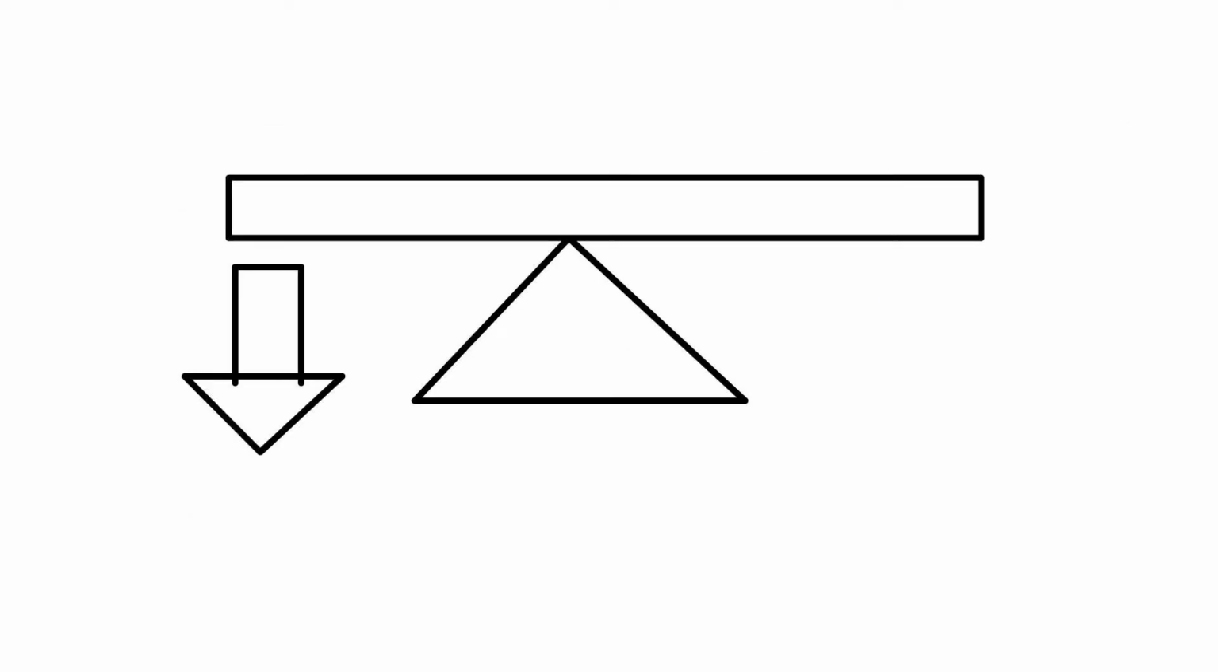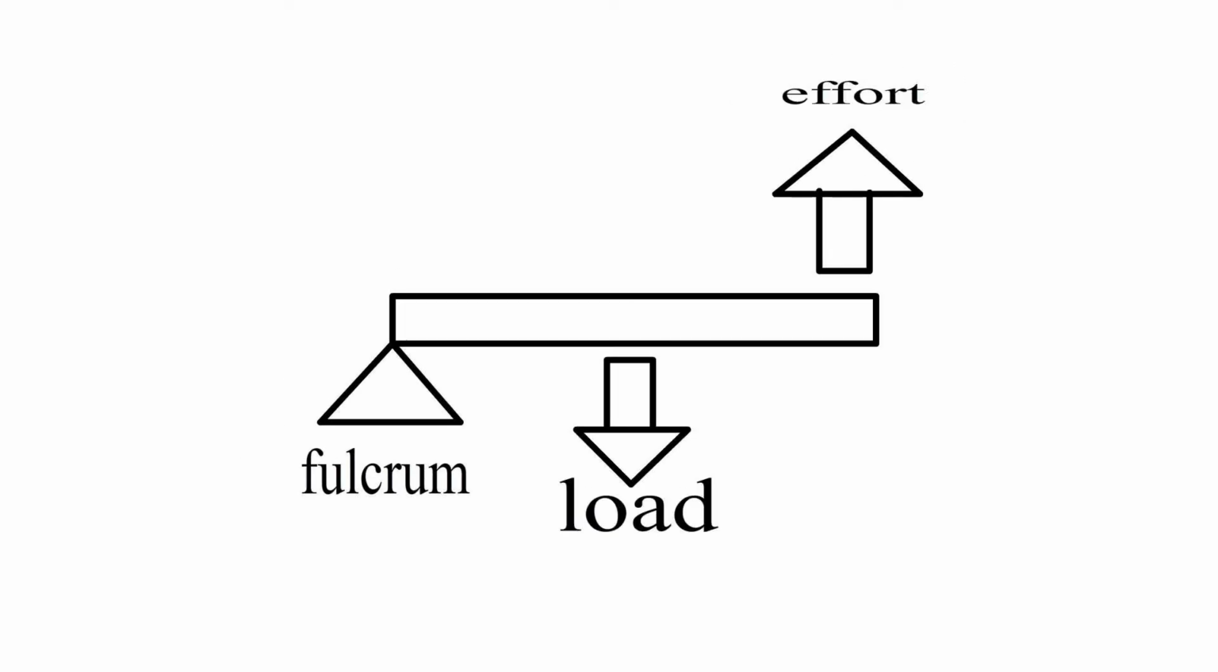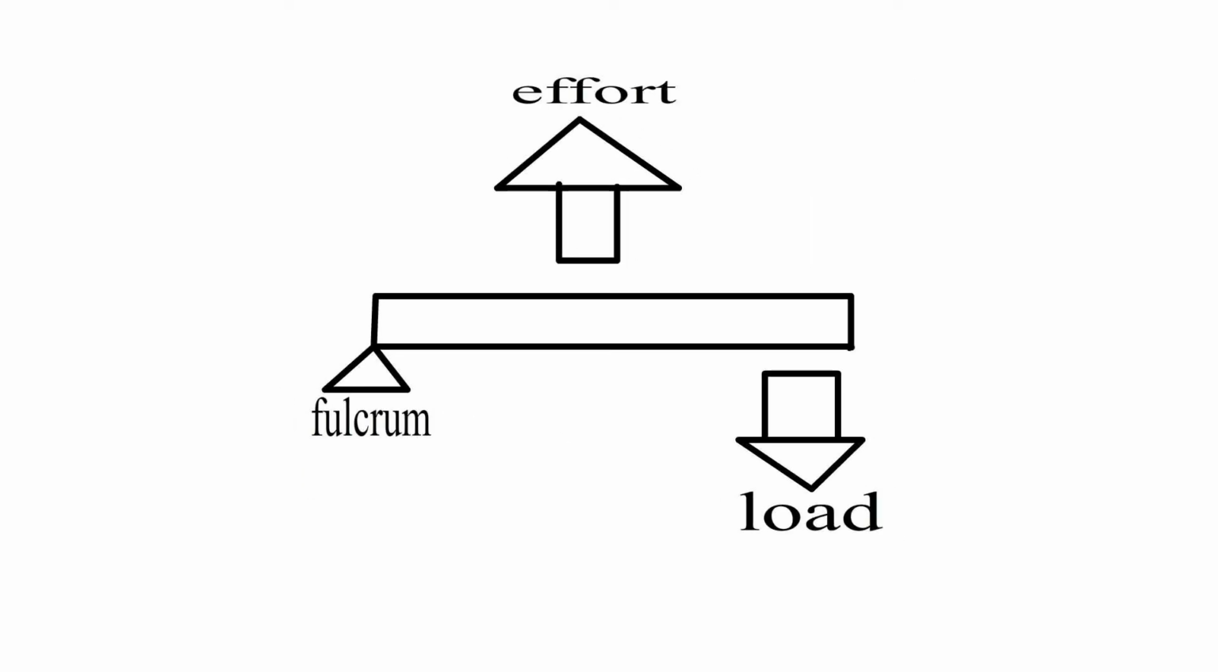Types of levers. There are three different types of levers: first class, second class, and third class. A first class lever contains the effort on the right, load on the left, and fulcrum in the middle. A second class lever contains the effort on the right, fulcrum on the left, and load in the middle. Finally, a third class lever contains the load on the left, fulcrum on the right, and effort in the middle.